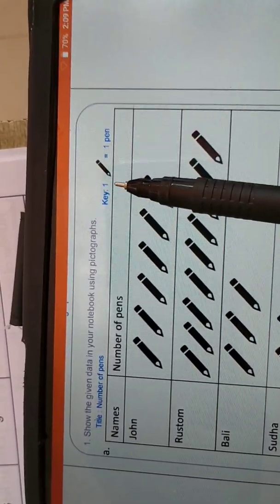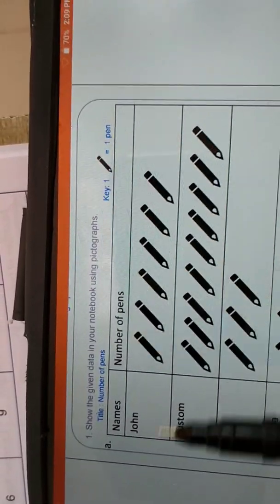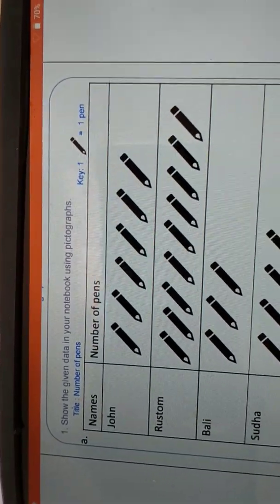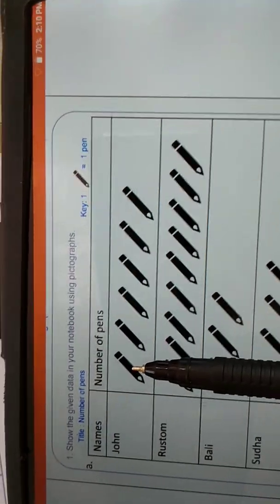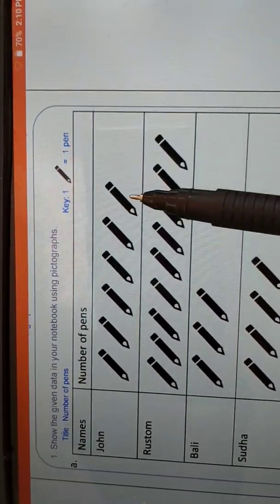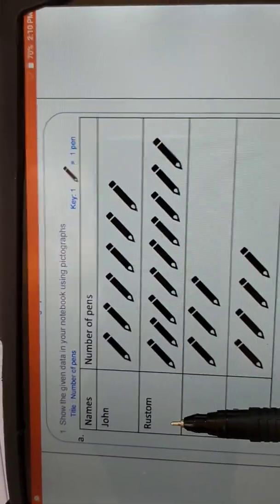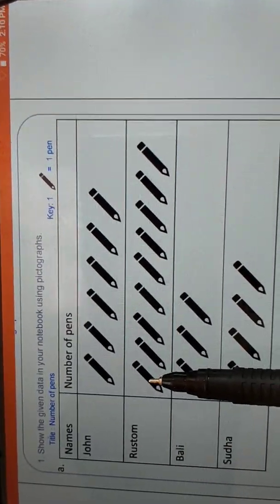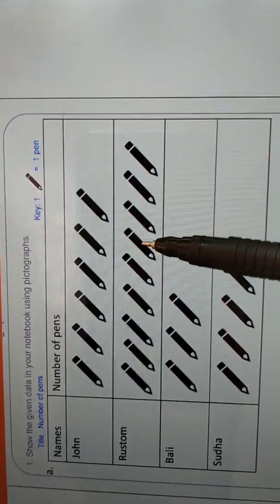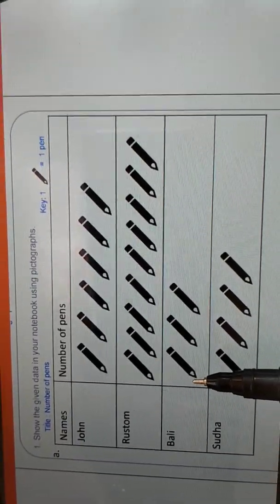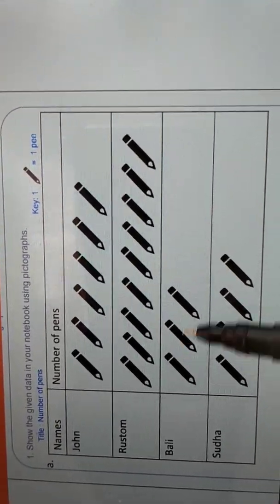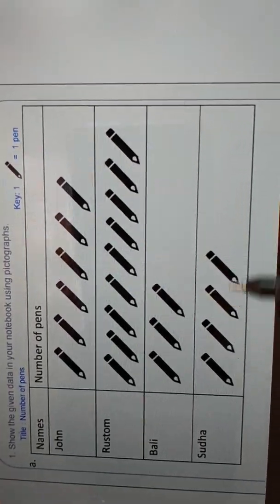Key: 1 is equal to 1 pencil. John, Rustam, Bali and Sudha. John, how many pencils are there? 6. So we have to draw 6 pencils. 1, 2, 3, 4, 5 and 6 pens. Rustam, how many are there? 9. So we have to draw 9 pens. 1, 2, 3, 4, 5, 6, 7, 8 and 9. Bali is there. So we have to draw 3 pens here. 1, 2 and 3. Sudha 1, 2, 3 and 4.